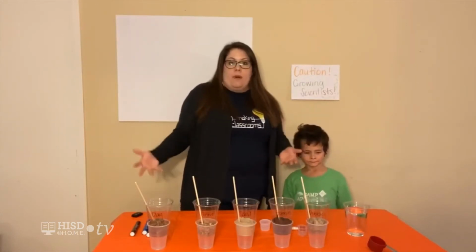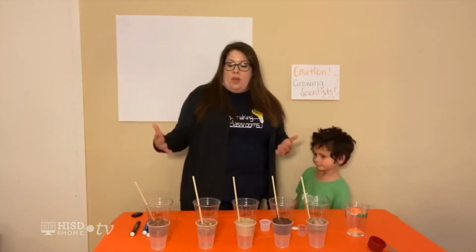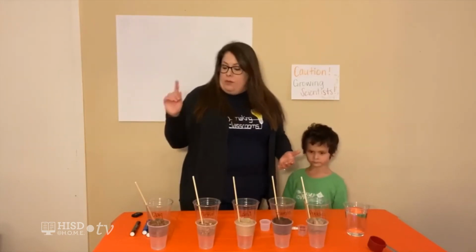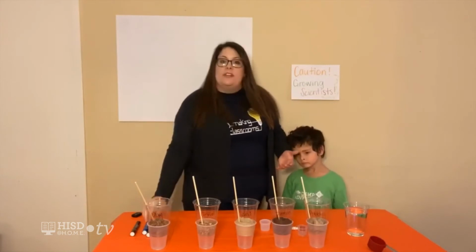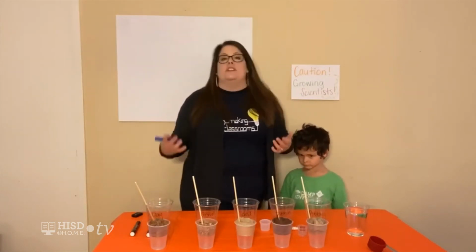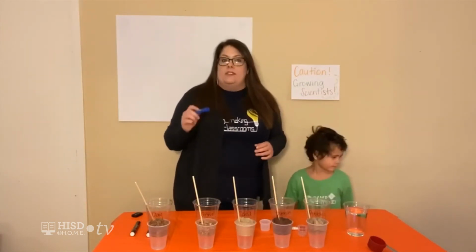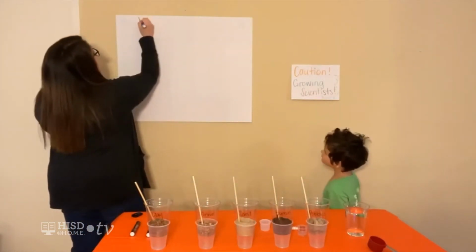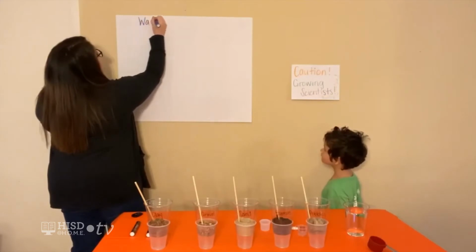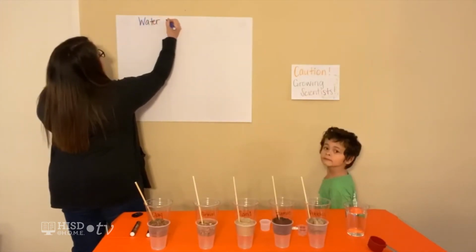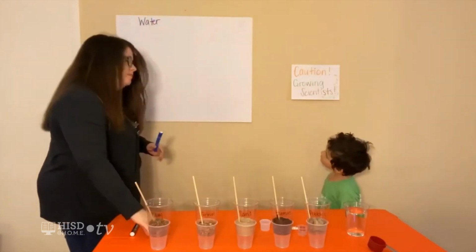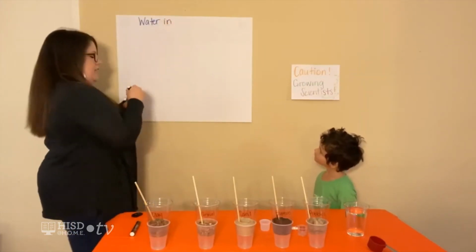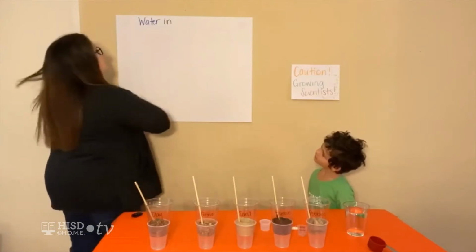So you see a bunch of different things on this table, and we're going to talk about the different things that we see on our table. Before we talk about each one of them, we're going to start building our data chart, and we're going to talk about them one by one. So what our investigation is titled is water in soils.